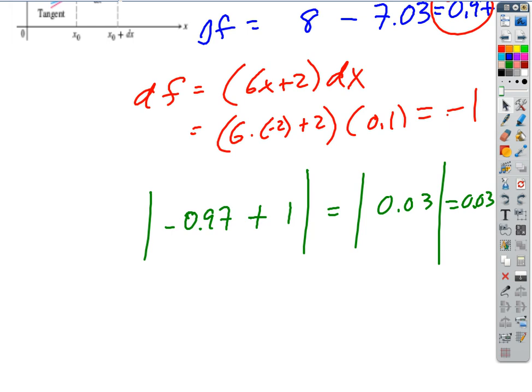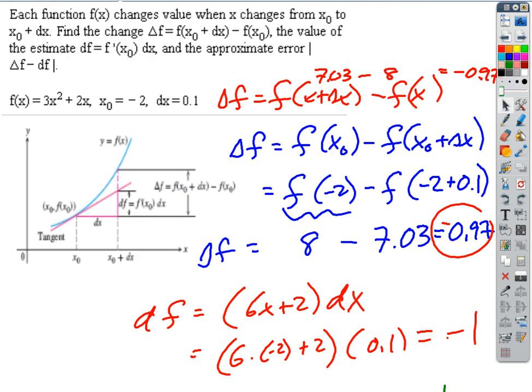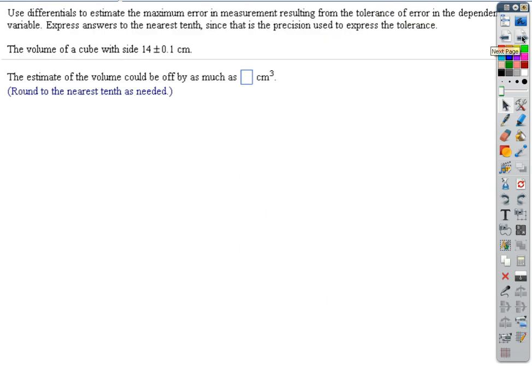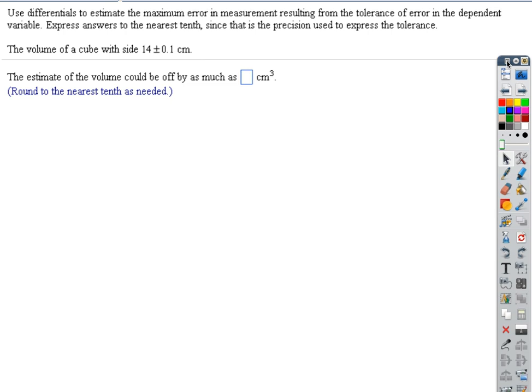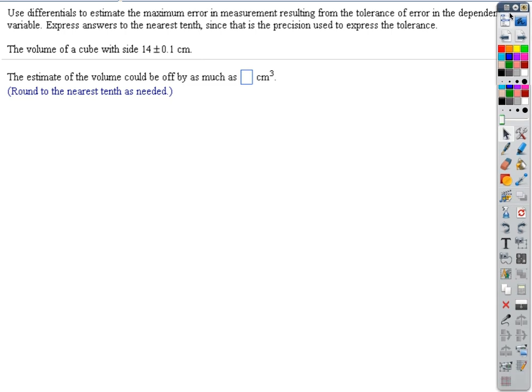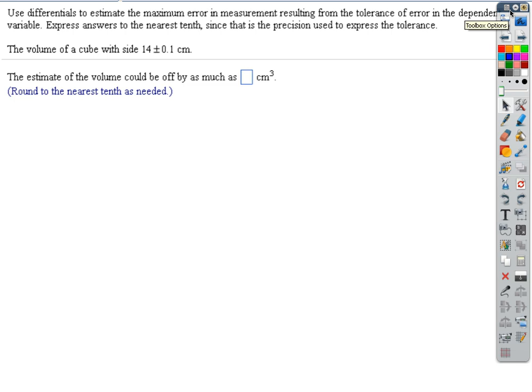Okay, last two. These are the most important ones. Use differentials to estimate the maximum error in measurement resulting from the tolerance of error in the dependent variable. All that's saying is, how much error is propagated in the calculation? If there's a certain amount of error in making a measurement, how much is that error propagated when we do a calculation with that measurement? That's all they're saying, right? So we want to find dV.